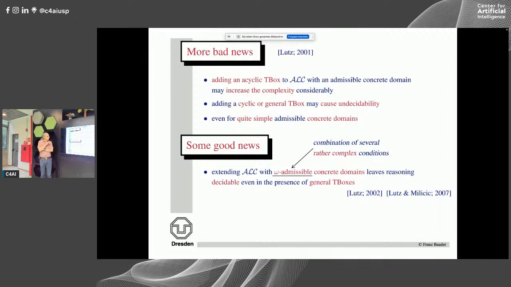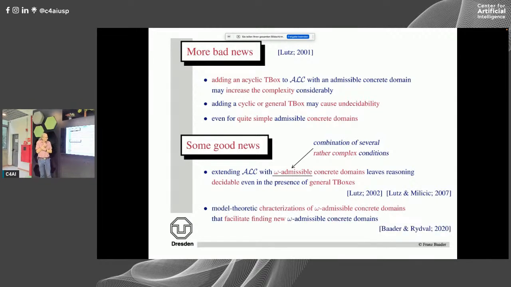Now this is a relatively complex combination of several conditions, and so it was not so easy to actually show that a concrete domain satisfies this property. And in the original papers, from 2002 to 2007, there were just these two examples. And no more were found. And in 2020, together with a PhD student, we actually found out how one can characterize this condition of omega admissibility in an algebraic way, and this allowed us to find new omega admissible concrete domains.